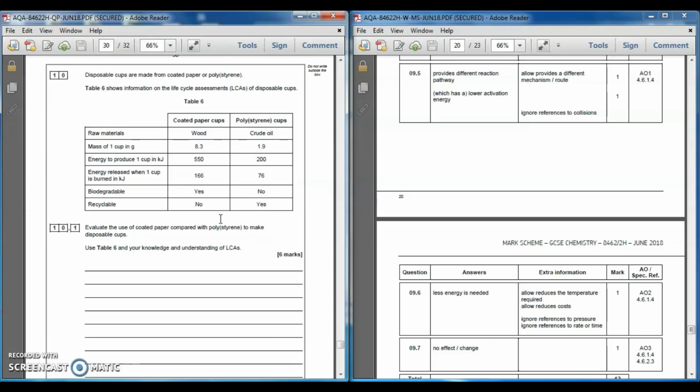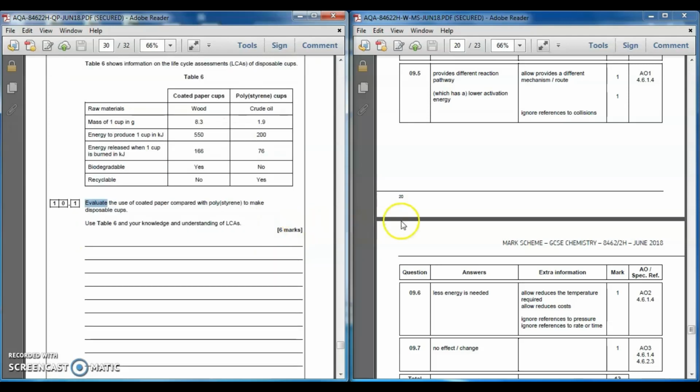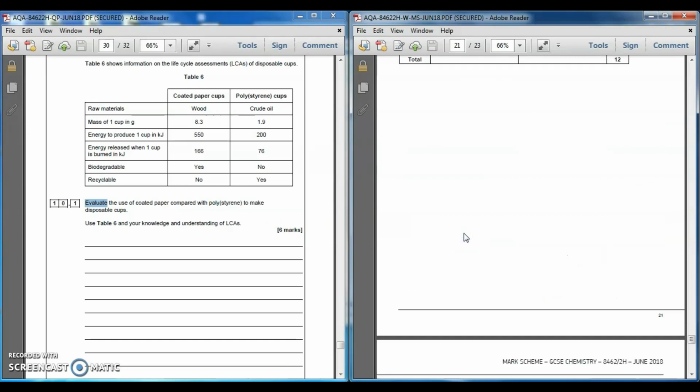Cheeky. Right, number 10. Again, evaluate question. So as Mr. Greenarch likes to waffle on with, on an evaluate question, you are going to make a judgment. Okay?